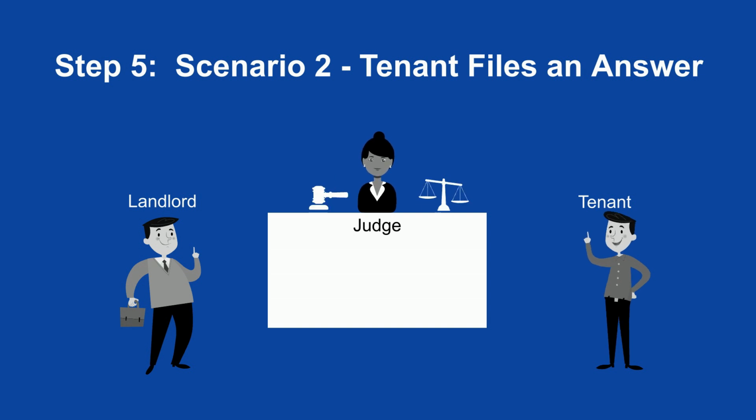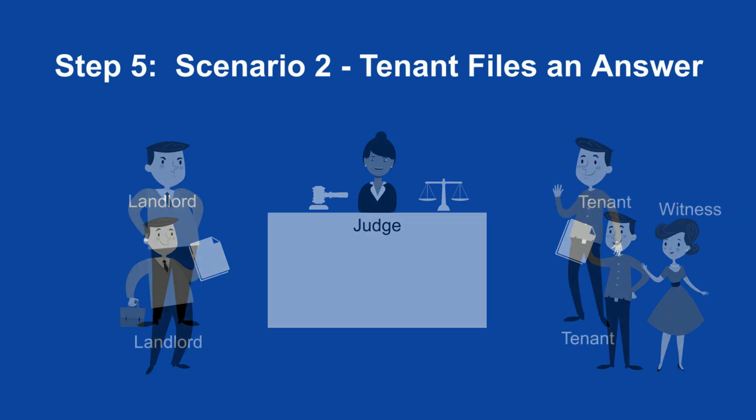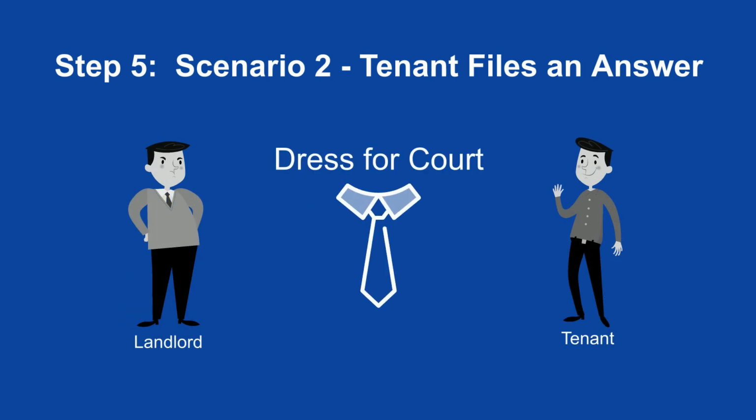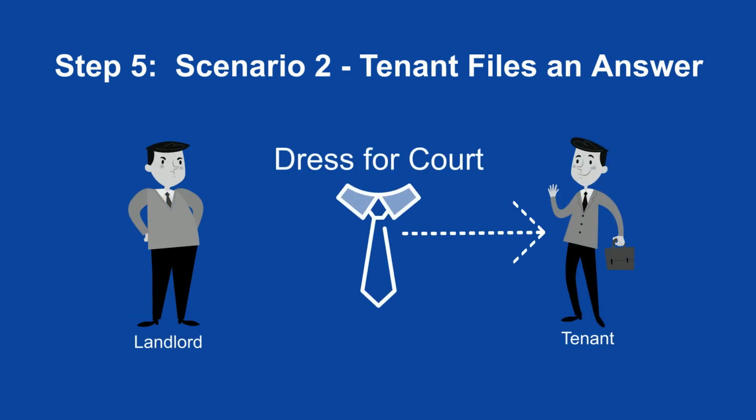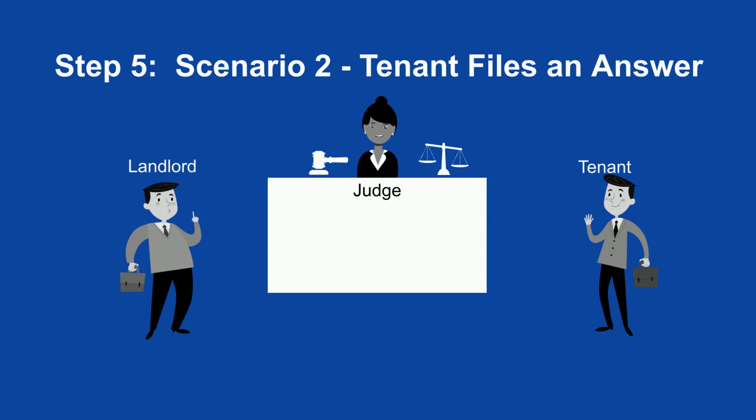Both parties should come to court prepared for trial. To ensure the judge understands the situation, both parties should gather any documentation or evidence that will support their case. They can even bring witnesses. It is a must that both parties dress for court. It is always a good idea to make a good impression with the judge and to show respect for the process. The judge will set the tone for the hearing and address each party as needed.